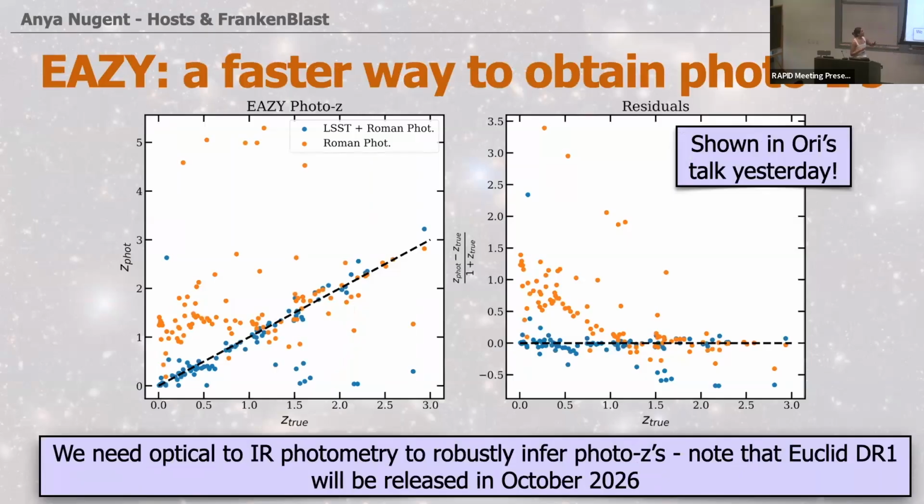And then finally, I just wanted to pull up this plot that Ori showed yesterday. So this is just another photometric redshift code called EAZY, where I tested it on simulated photometry from LSST and Roman. And I really wanted to highlight this to show that using broadband optical to near infrared photometry is the best way for us to infer photometric redshifts. And so I think we really need to be thinking about how to combine data from Rubin, Euclid, and Roman to get the best inferences on these properties.